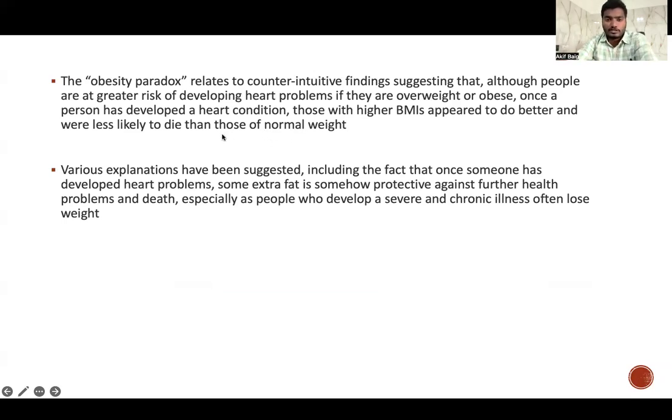So this is all a discussion about after developing some heart problems. Once they have developed heart problems, the outcomes are found to be better in obese patients when compared to normal weight patients. This is in line with their BMIs. In various studies previously, higher BMI patients did well when compared to normal BMI people. That is what is called the obesity paradox.